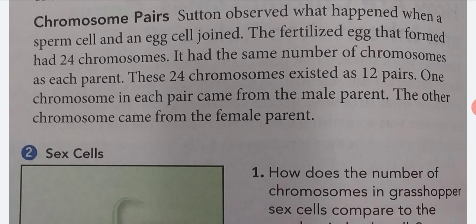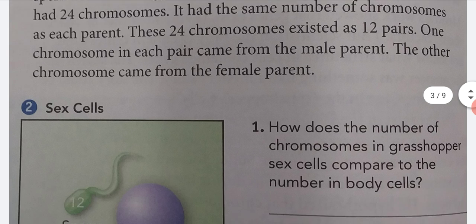Chromosome pairs. Sutton observed what happened when a sperm cell and an egg cell joined. The fertilized egg that formed had 24 chromosomes. It had the same number of chromosomes as each parent. These 24 chromosomes existed as 12 pairs. One chromosome in each pair came from the male parent. The other chromosome came from the female parent.